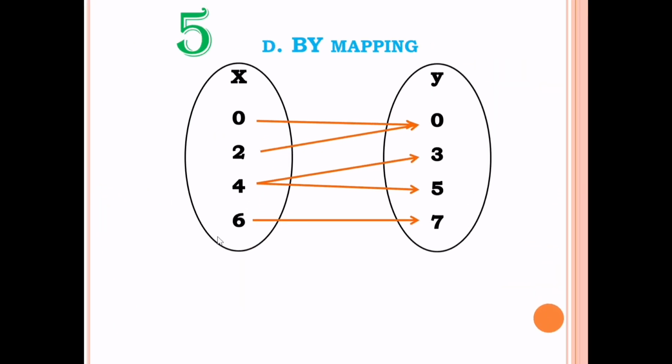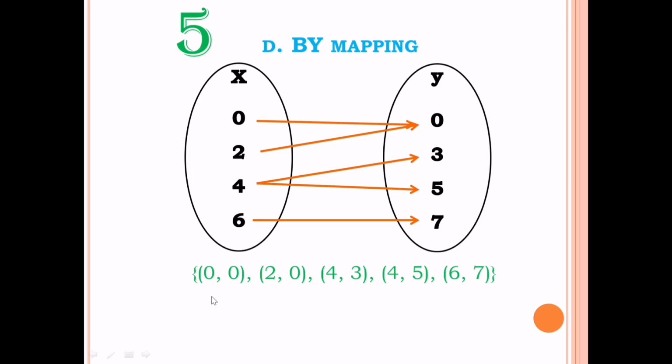Last, we have letter D, the bi-mapping. The elements of x are 0, 2, 4, 6. Elements of y are 0, 3, 5, 7. Now, 0 pairs with 0, 2 pairs with 0, 4 pairs with 3, and 4 pairs with 5, 6 pairs with 7. So as you can see, 0 and 2 share a pair in the range, 0, and 3 and 5 share the same element on the domain, which is 4. So we have this kind of ordered pairs: (0, 0), (2, 0), (4, 3), (4, 5), (6, 7).